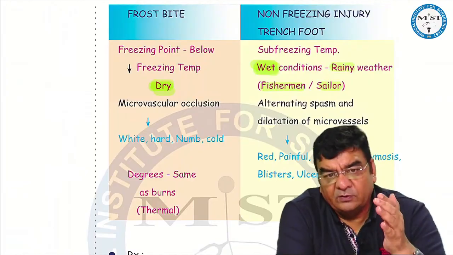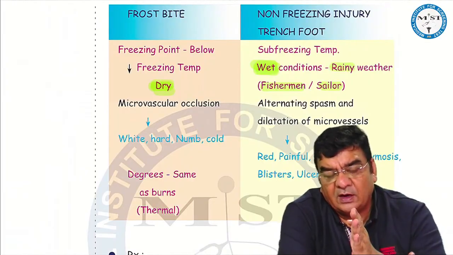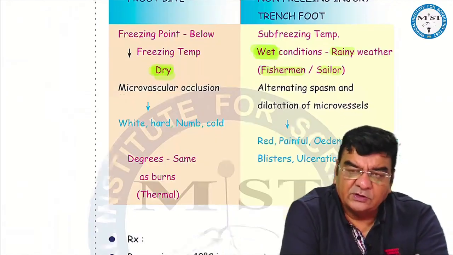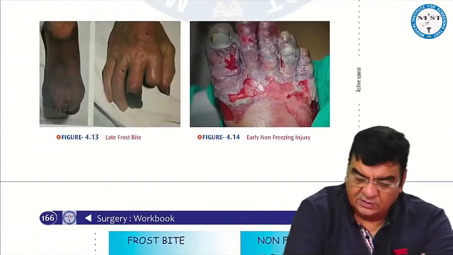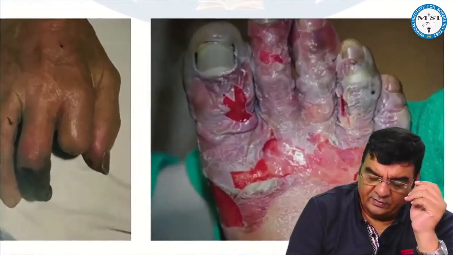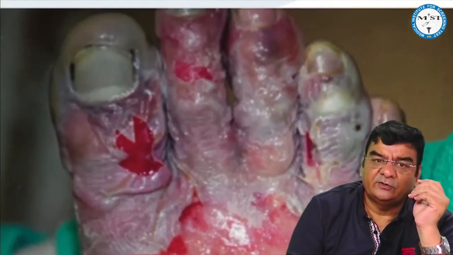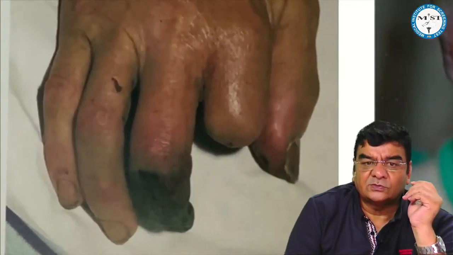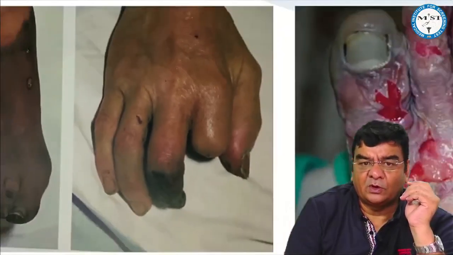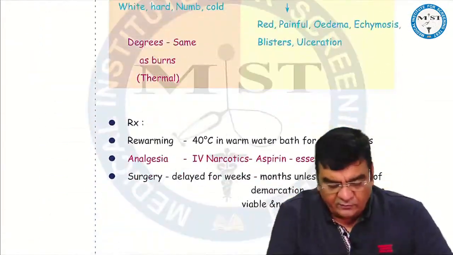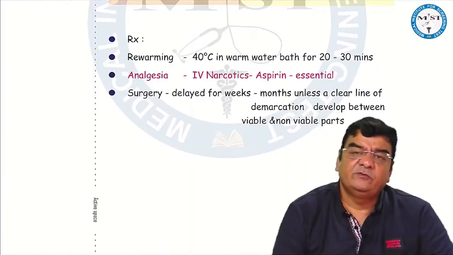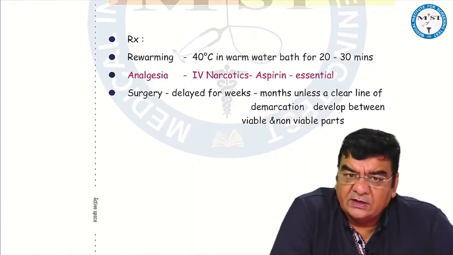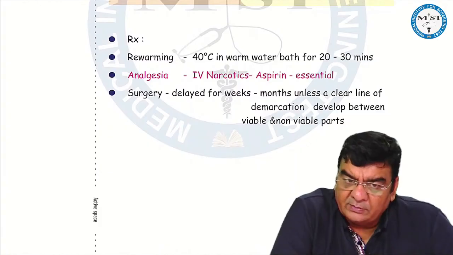The frostbite wound becomes white, hard, numb, and cold, while in trench foot, it shows signs of inflammation, like there may be edema, ecchymosis, ulcerations. In frostbite, the chances of gangrene would be more. In the treatment for these cold injuries, we should do a rewarming at 40 or 42 degrees centigrade in a warm water bath for 20 to 30 minutes.